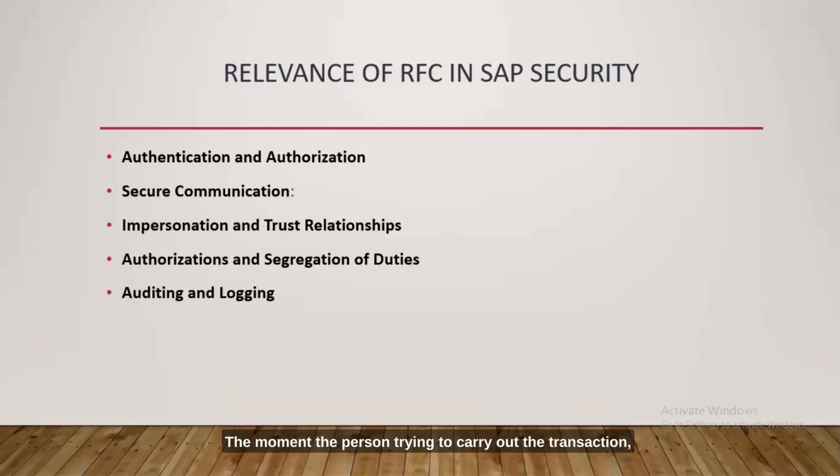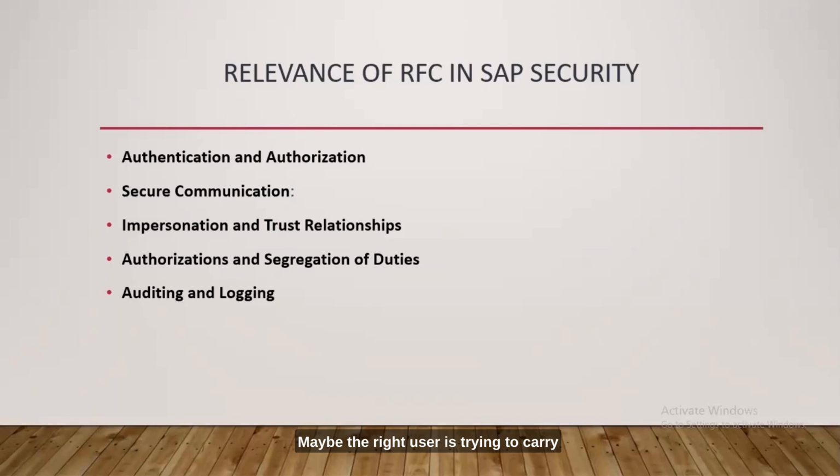The moment the person tries to carry out the transaction, the system is going to snap it, it records it. No matter how many times you try, the system is going to record that someone is trying to perform a transaction that he or she does not have the authorization to carry out. So that's where the auditing comes in. Auditing and logging also provide visibility into who initiated RFC calls, what functions were executed, and the outcome of such actions.